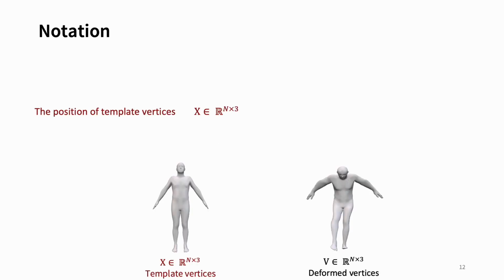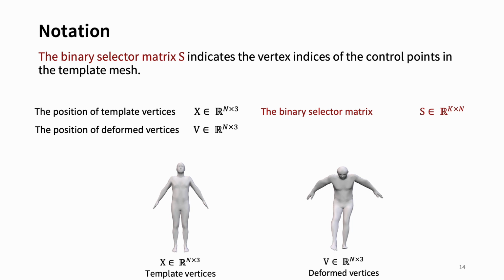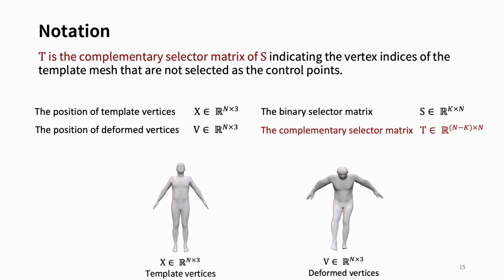Now, let me explain the preliminaries. Before we get into the preliminaries, we will explain the notation. X denotes the position of template vertices. The deformed vertices will be denoted as V. The binary selector matrix S indicates the vertex indices of the control points in the template mesh. T is the complementary selector matrix of S, indicating the vertex indices of the template mesh that are not selected as the control points.